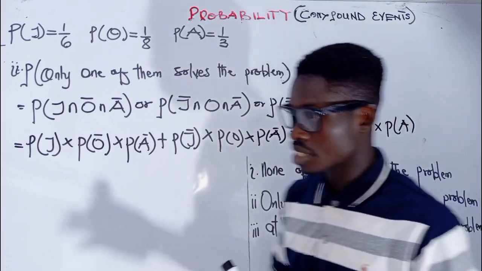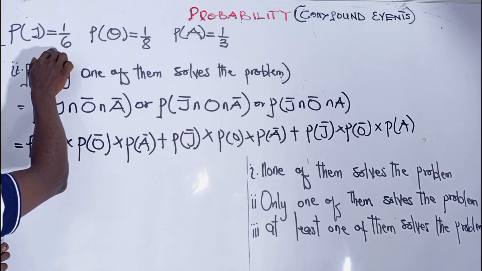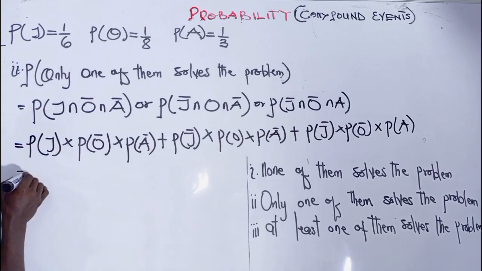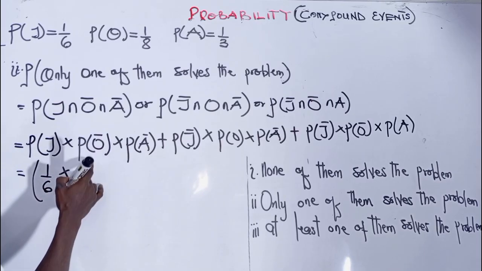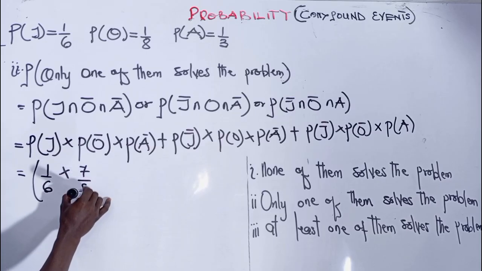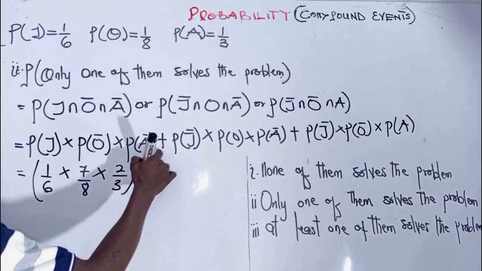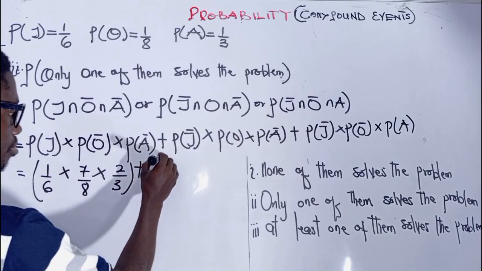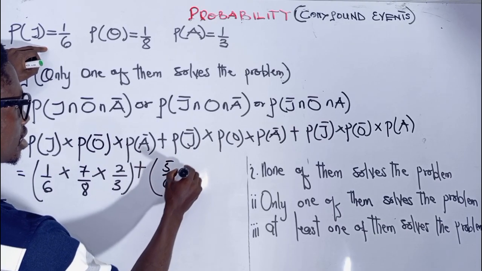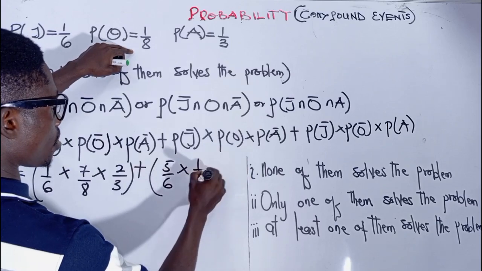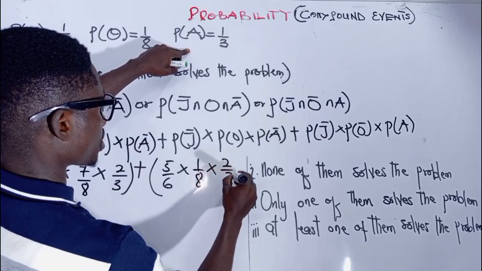Now once you have all of this, we are just going to plug in their respective probabilities. So P of J means Julius was able to solve the problem. So we have 1 all over 6 multiplied by O complement, we had 7 all over 8. P of A complement, we had 2 all over 3. Then we have the addition symbol. P of J complement, we had 5 all over 6. P of O, we are having 1 over 8. P of A complement, we had 2 all over 3.